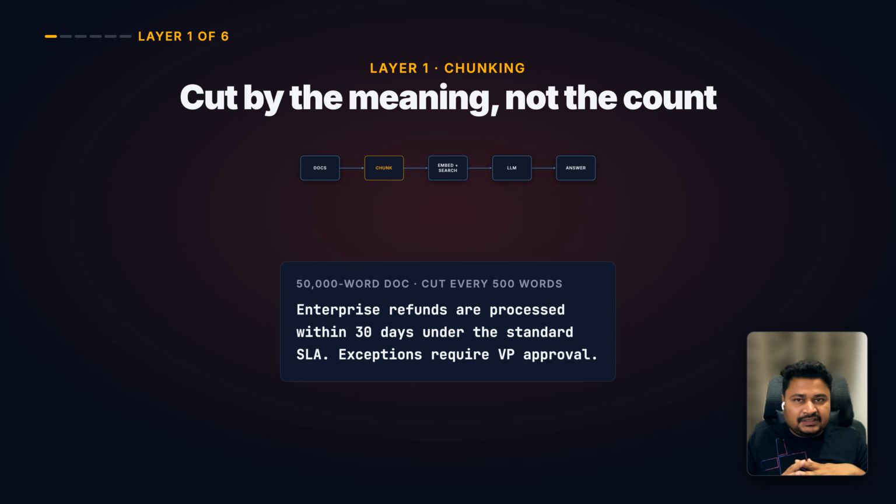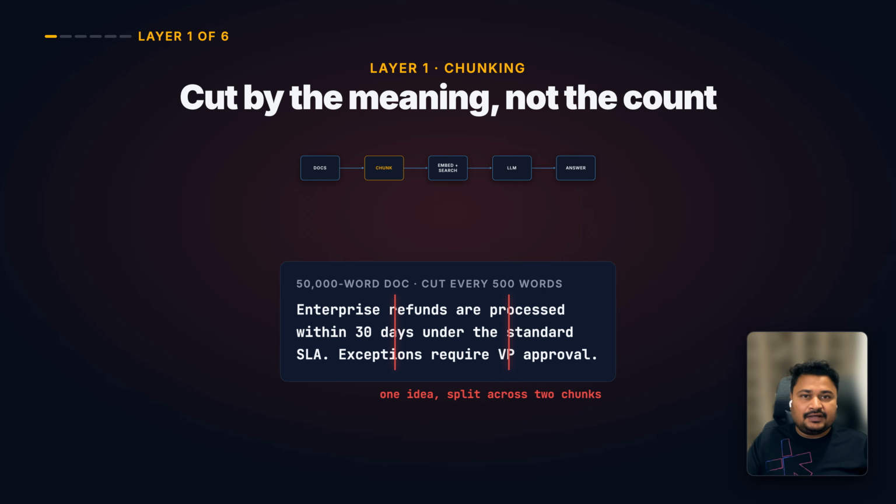Layer 1. This is before any AI touches anything, and it's where most of the damage is already done. You can't hand a 50,000 word document to the system in one piece, so you cut it up into chunks, and almost everyone cuts it the lazy way. Every 500 words, a slice, doesn't matter what's there. You end up cutting a sentence in half, splitting one idea across two chunks, tearing a table away from the row that explains it.